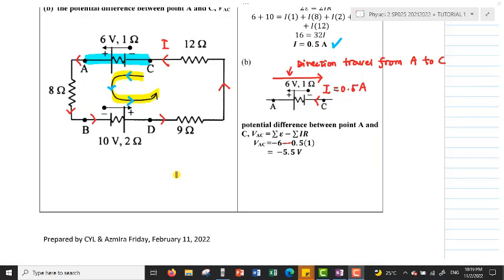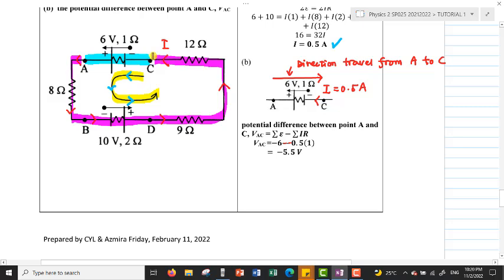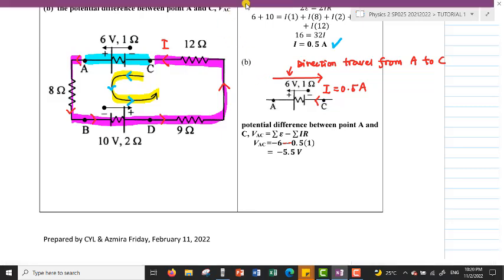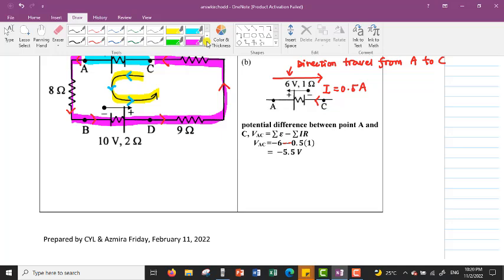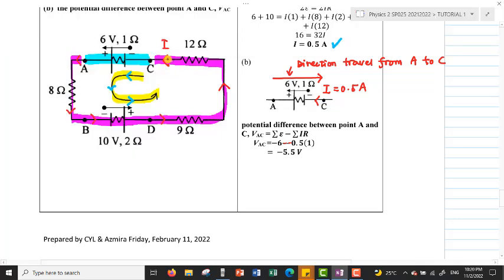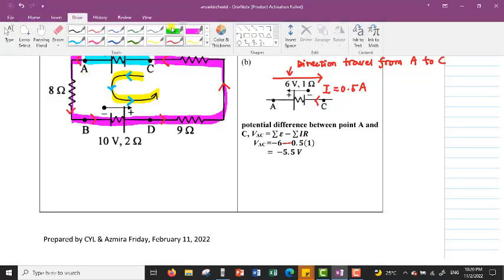Then boys and girls, maybe some of you might be wondering, can I consider this circuit path in order to find the potential difference between point A and C? So actually yes, we can consider this circuit path as long as it's between point A and C. Okay, so if we consider this circuit path, let's say I still travel from A to point C.